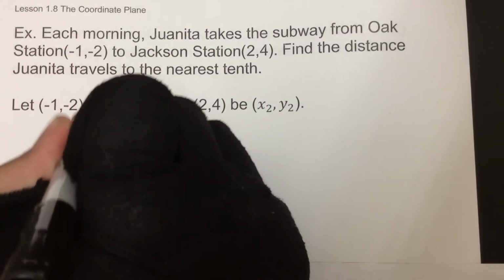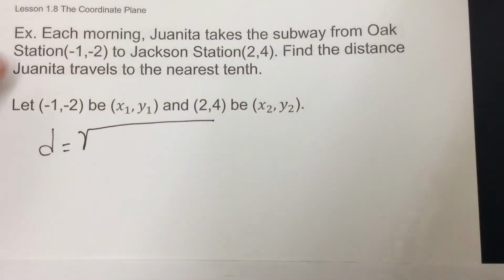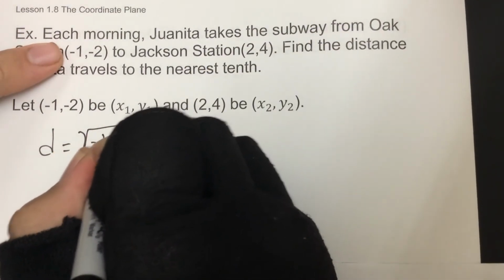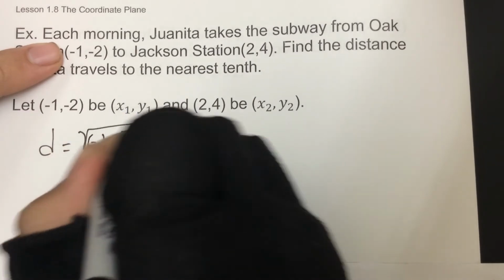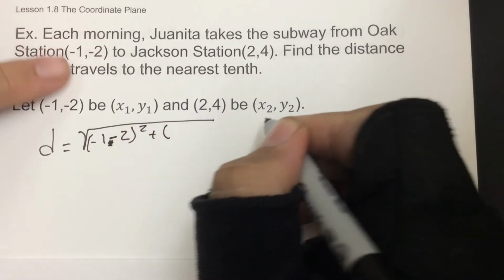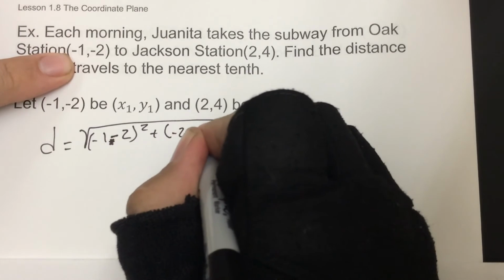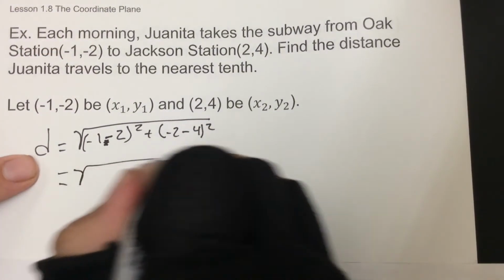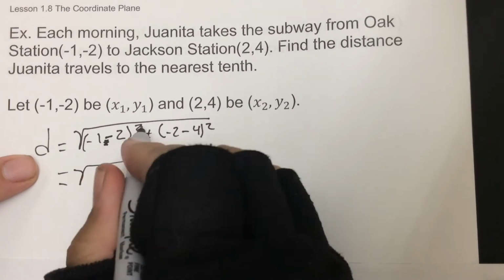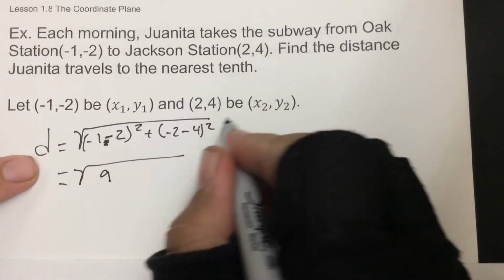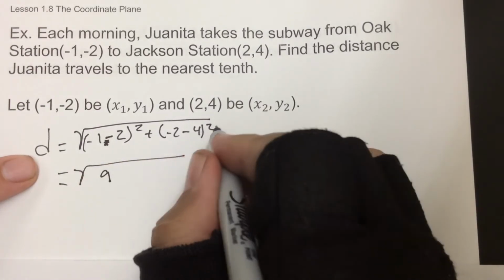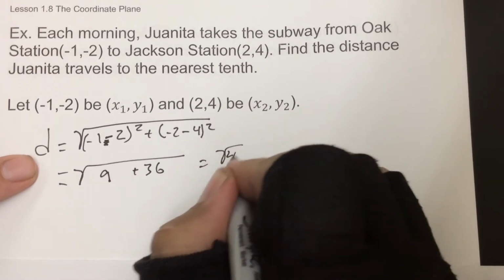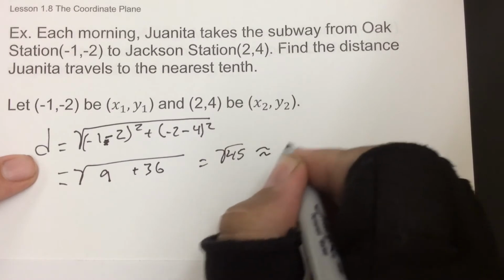So d equals, under our square root, if we do our x's, we have -1 minus 2 squared plus -2 minus 4 squared. So -1 minus 2 is -3. -3 squared would be 9. -2 minus 4 would be -6. -6 squared would be plus 36, which leads to the square root of 45, which is going to be about 6.7.